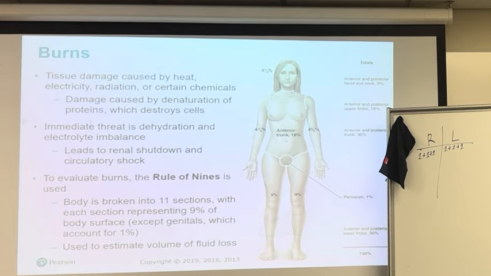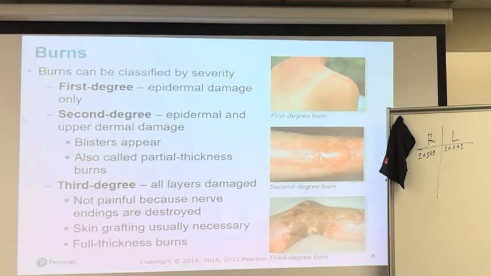What they do is they separate all of your body, break all the body parts into 11 sections, and each section is what? 9% of the body surface, except the what? Genitalia. So they do not take the genitalia into consideration. So now they try to find out how severe it is. But before that, let's talk about three different types of burn that we can have.